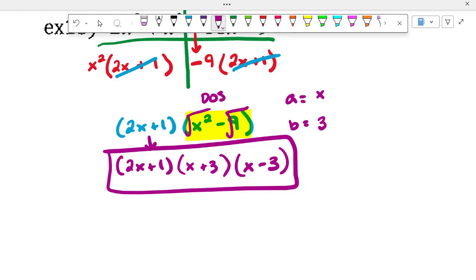So guys, again, especially with factoring by grouping, they love to throw differences of squares in there. So make sure you double check your factors that you don't have a difference of squares because they will throw one in there at you. I can guarantee it.